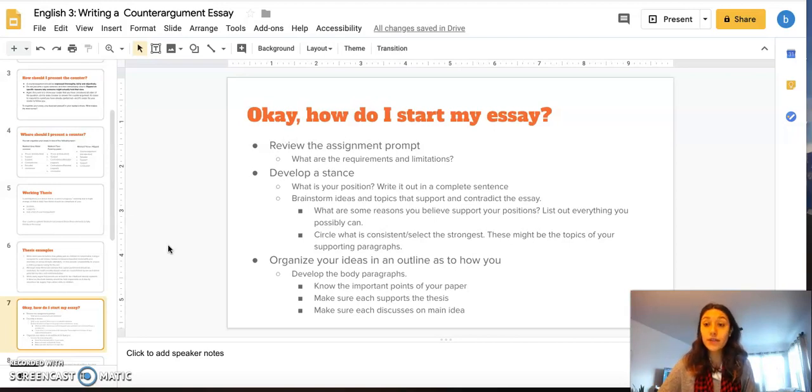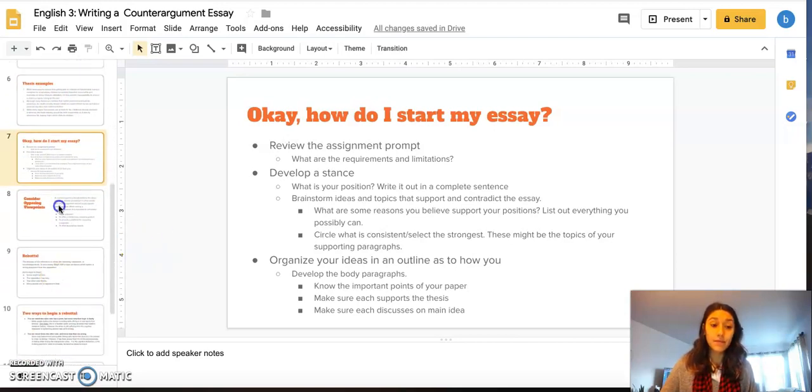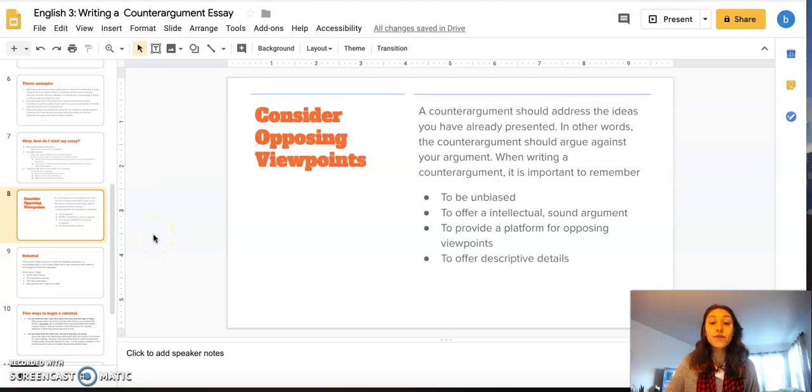Also consider how you're going to organize the paper overall. Consider using an outline. So once you have an idea of what the prompt is asking, what your thesis statement is going to be, and how you plan on organizing the paper, consider different opposing viewpoints.